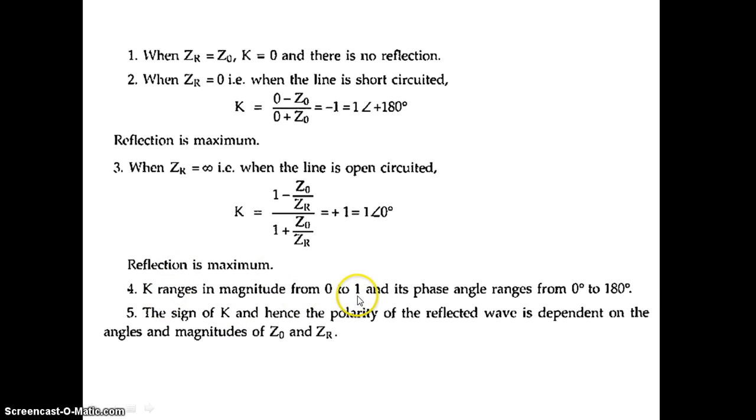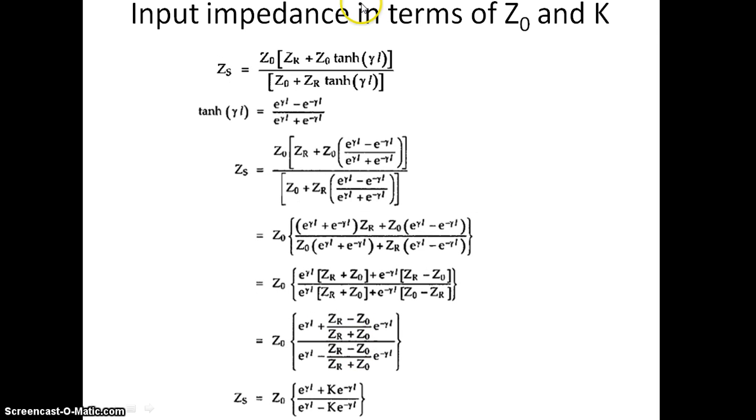K ranges in magnitude from 0 to 1 and the phase angle ranges from 0 to 180 degrees. The sign of K, and hence the polarity of the reflected wave, depends on the angles and magnitudes of Z0 and ZR. Now let us derive the input impedance in terms of Z0 and K. We have already derived the expression for input impedance. Now we are going to derive input impedance in terms of the reflection coefficient. So this is the equation we have already derived.